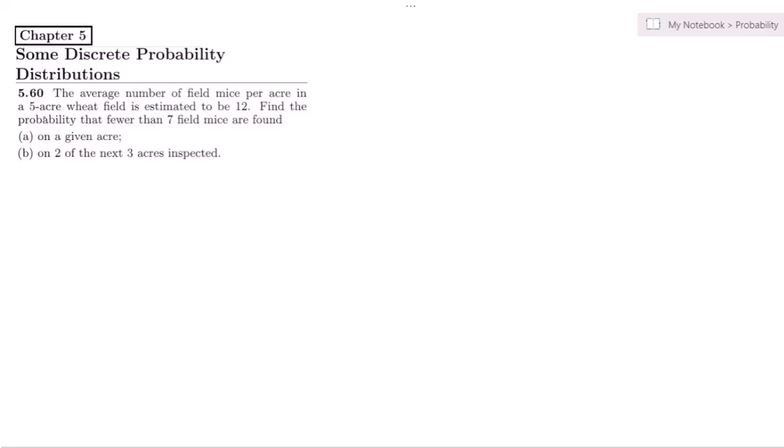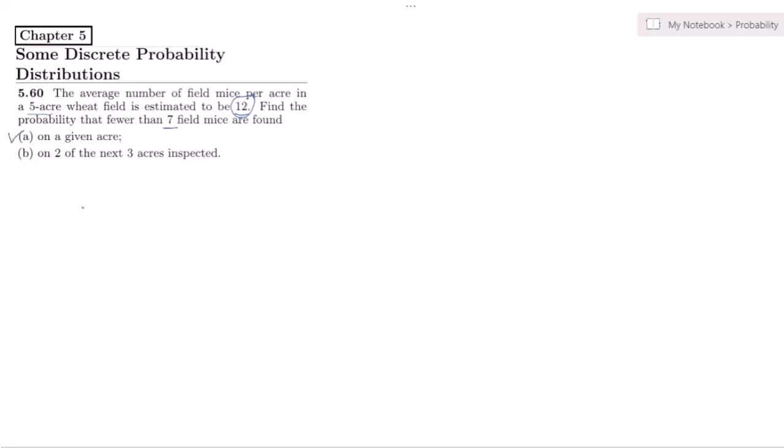Welcome back, guys. This is question 5.60, and today we are going to discuss the difference between the binomial distribution and Poisson distribution, where to use the Poisson distribution and what are the cases where you can use the binomial distribution. Okay, so let us first go through the statement of this question. The average number of field mice per acre in a 5-acre wheat field is estimated to be 12. Okay, so the average number of mice is given. Find the probability that fewer than 7 field mice are found on a given acre.